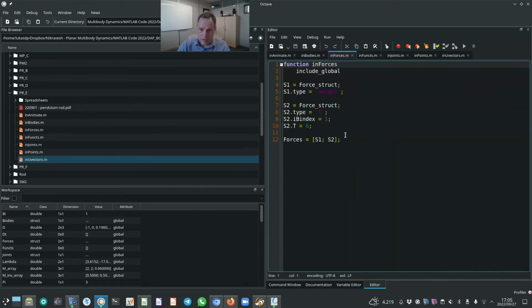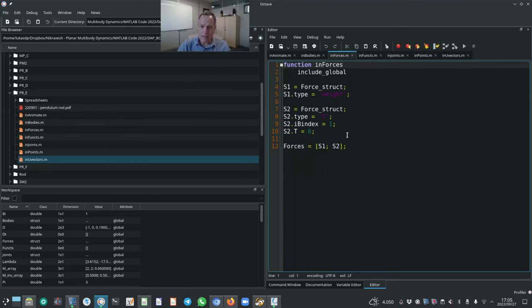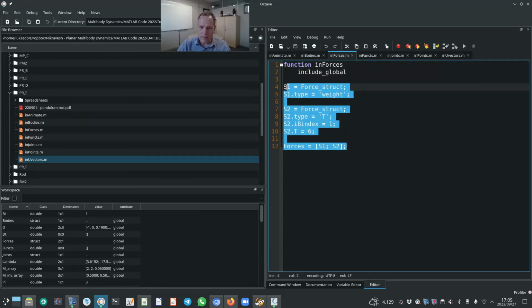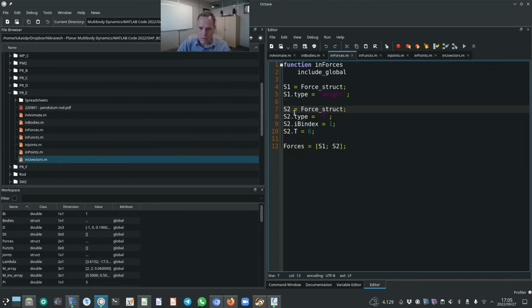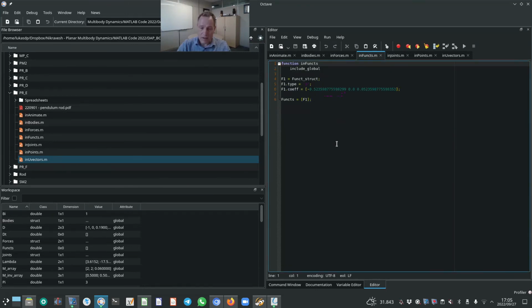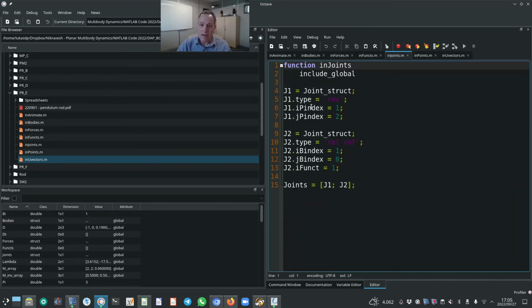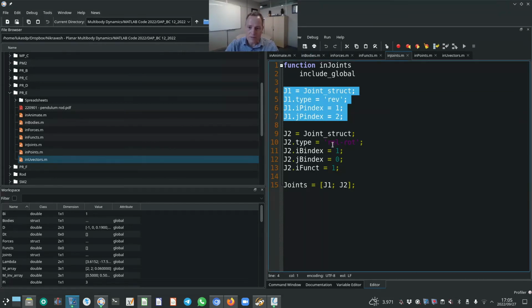In forces now, yes, it also stays the same as before. So we've got weight as S1 and we've got this torque of 6 Newton meters as S2. Now let me jump to joints first. So I've got the revolute joint that we specified earlier, and we also now have the relative rotation joint.